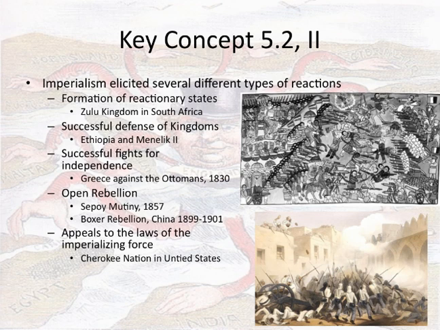You also see places appeal to the laws of the imperializing force. So when the United States was pushing westward early in its existence, it ran into the Cherokee Nation in what is now Georgia, and the Cherokee actually took the United States to court, and the Supreme Court, while it ruled in favor of the Cherokee Nation, the president at the time did not hold it out, and eventually those Cherokees were removed.